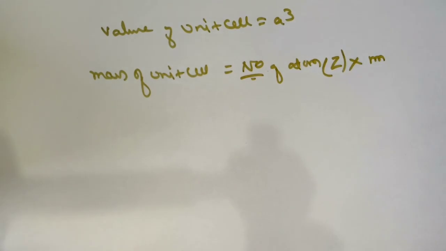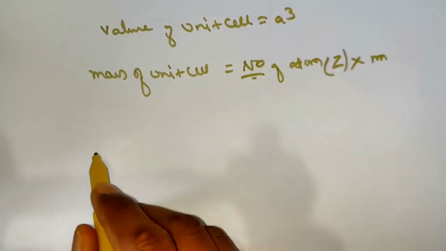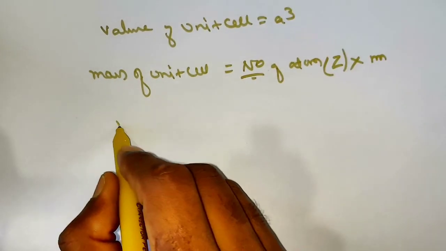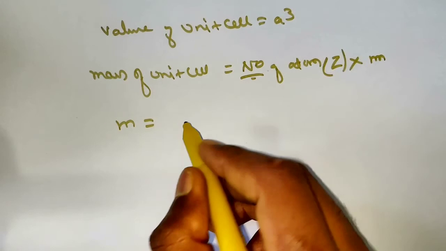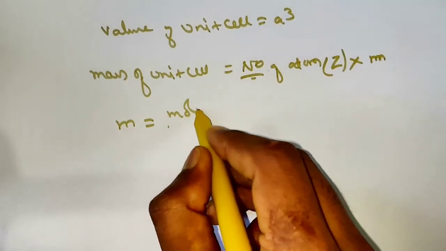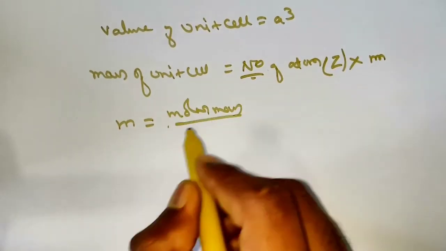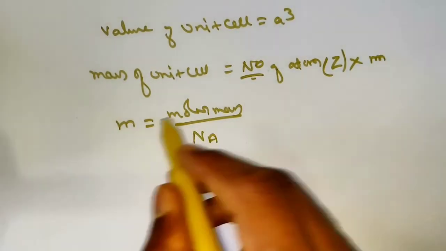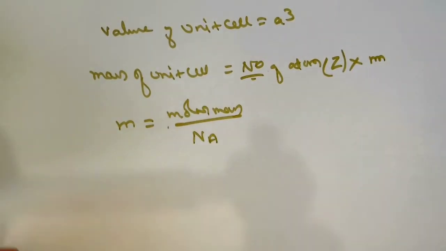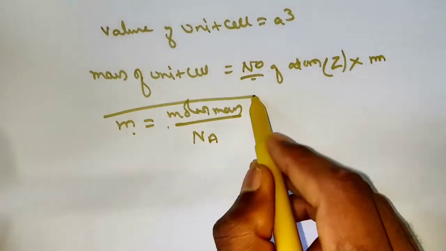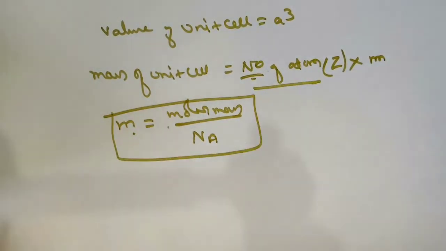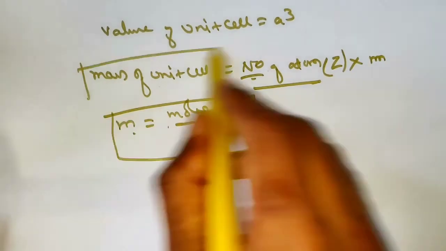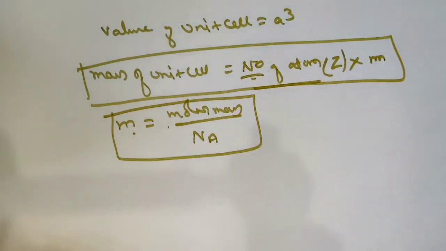What is that? Mass of each atom will be M. When we need the mass of each atom, what are we going to do? We will take the molar mass upon the Avogadro number. This gives M, the mass of each atom. By knowing the mass of each atom and the number of atoms present in the unit cell, we will know the mass of the unit cell.